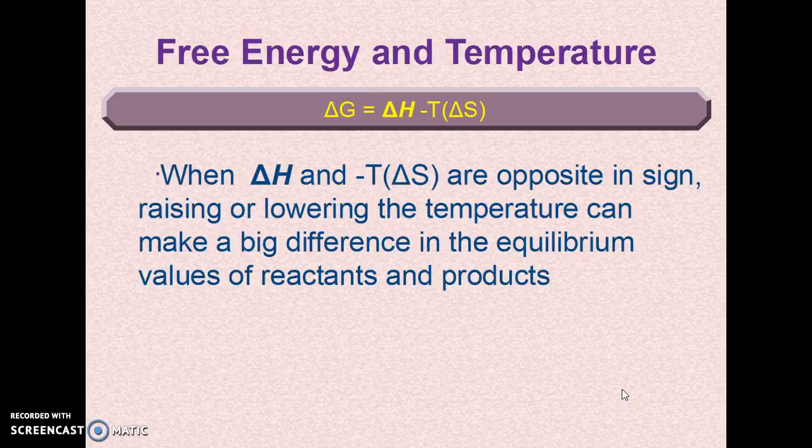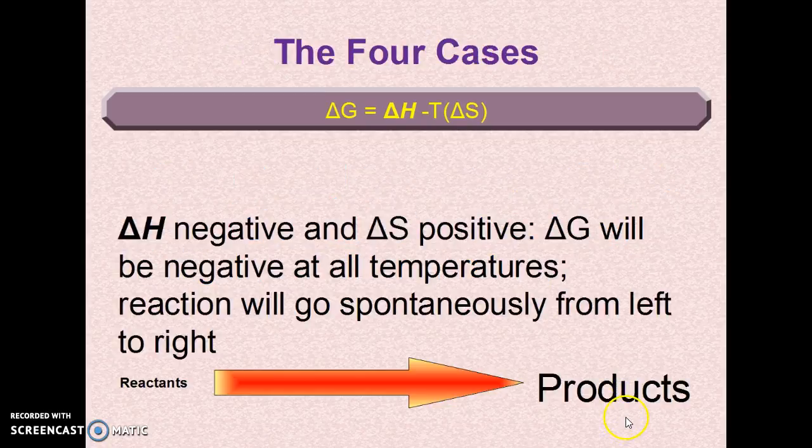Alright, when delta H and minus T delta S are opposite in sign, raising or lowering the temperature can make a big difference in the equilibrium values of the reactants and products. And now let's look and see the various combinations.